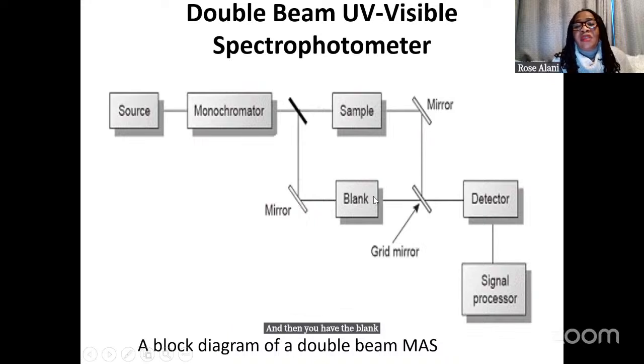You also have the incident radiation measured. You have the double beam, the two beams there, and then the mirror on both sides. Now you have the detector there, so everything comes out at the detector to where you have the signal processor. So the two measurements are carried out almost simultaneously, just within microseconds.